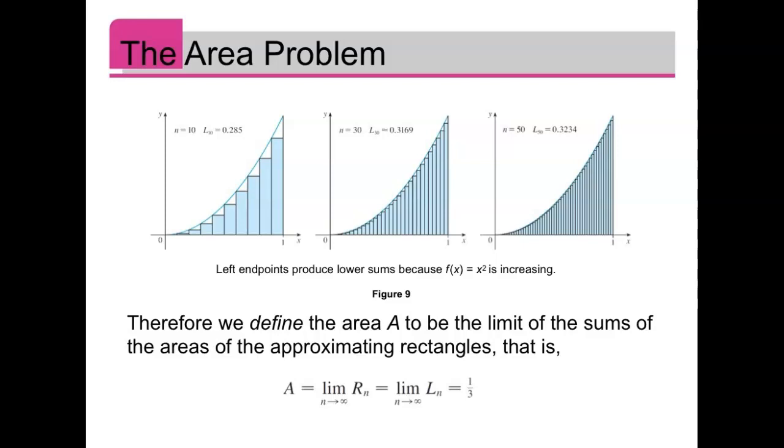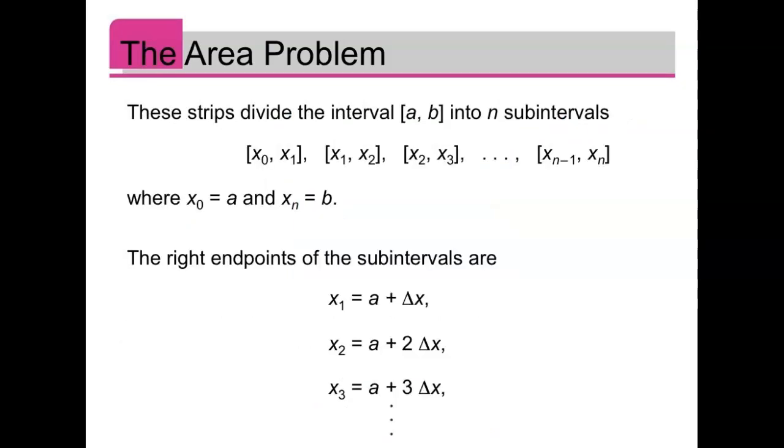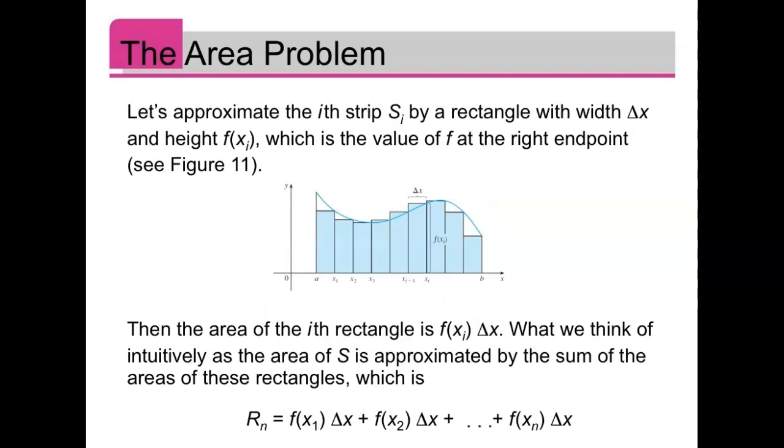So even though one starts as an overestimate and the other starts as an underestimate, as long as we let the number of subintervals approach infinity, they'll both approach the true area, okay? These are formulas I already gave you.